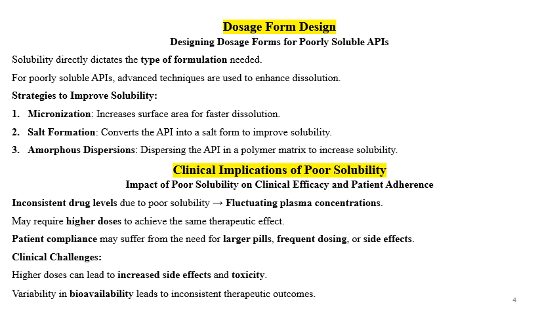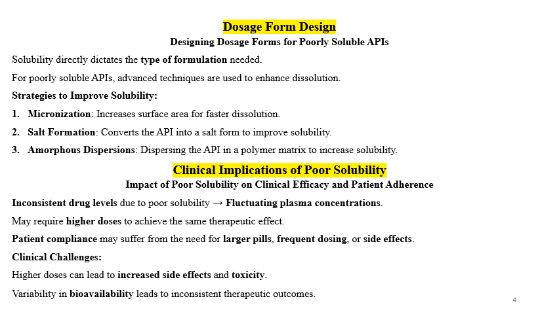Dosage form designing: formulating for poorly soluble APIs. Solubility directly dictates the type of formulation needed. For poorly soluble APIs, advanced techniques and processing technologies are used to increase the dissolution through improved solubility. So, what are the strategies to improve the solubility and enhance the dissolution? There are some well-known techniques which are used, like micronization, salt formation, and amorphous dispersions.